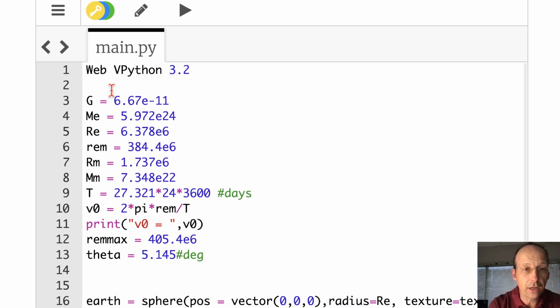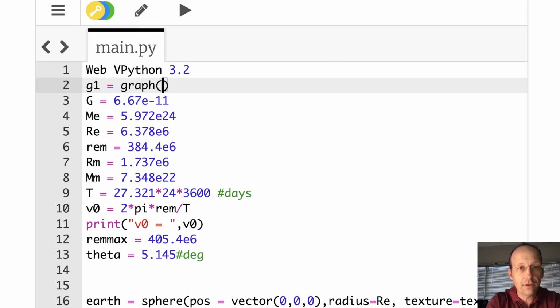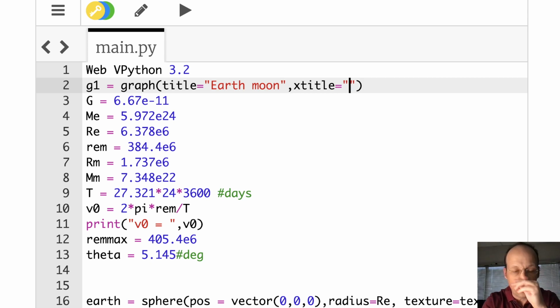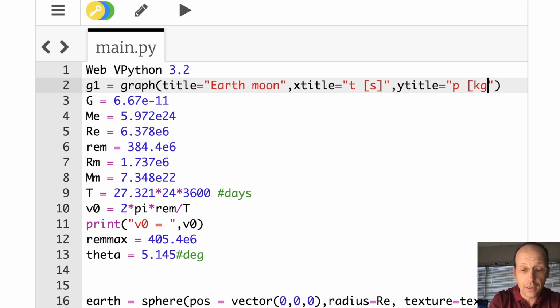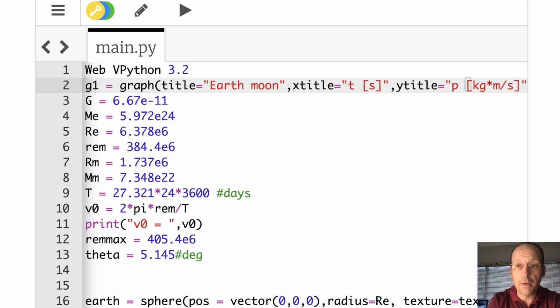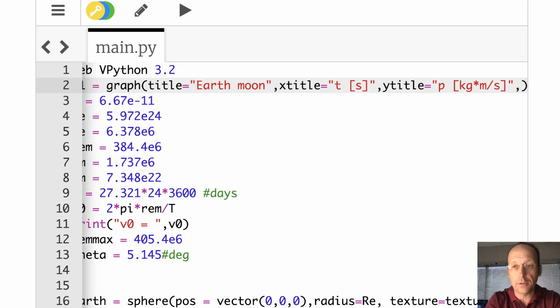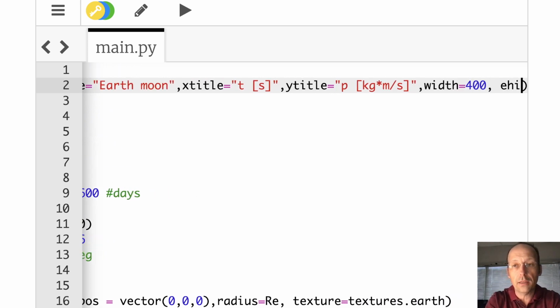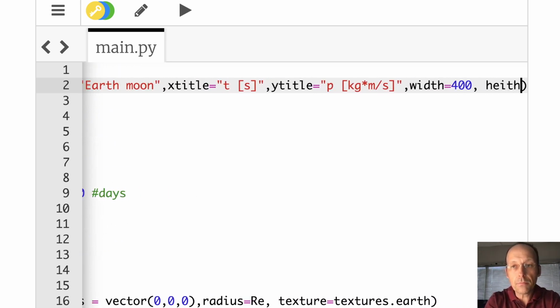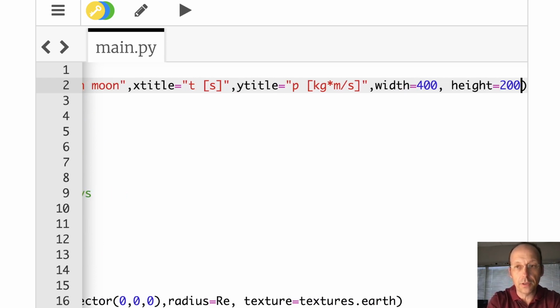Let's go up here and add a graph. G1 equals graph, title equals Earth Moon. X title equals time. T in seconds, which is stupid, I know. And for the other axis, Y title equals P in kilogram meters per second. I'm going to plot momentum. I can't plot the whole thing, so I'm going to plot the x momentum. Width equals 400, height equals 200.